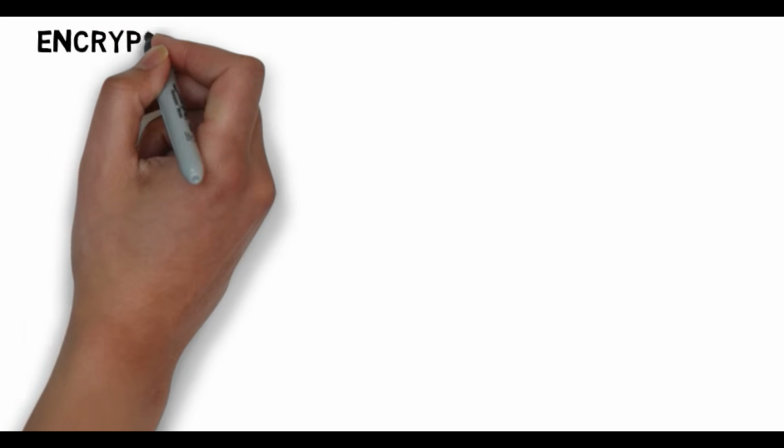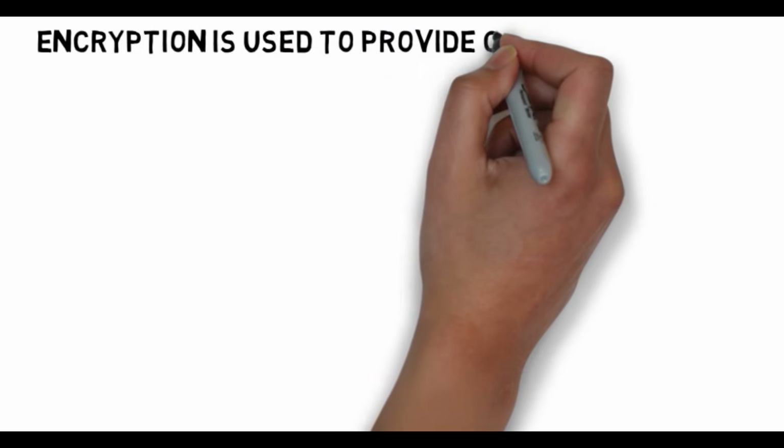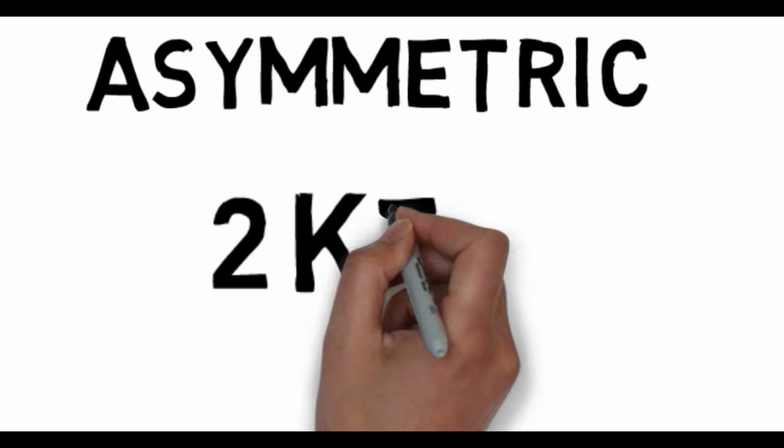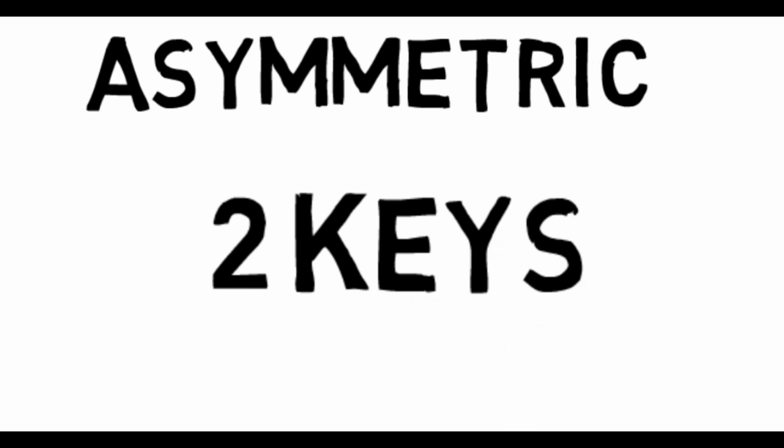Now, let's explain how encryption is used in TLS to provide confidentiality. As we said before, encryption is used to provide confidentiality. But how? Well, I am sure you know that there are two types of encryption, asymmetric and symmetric. Asymmetric encryption uses two keys. If one is used for encrypting the data, the other is used for decrypting it, like the RSA algorithm.